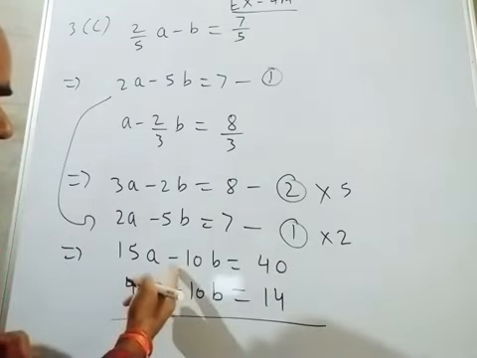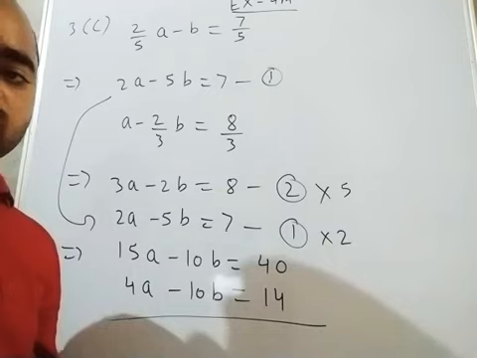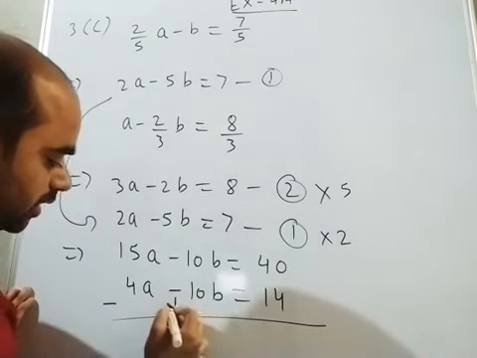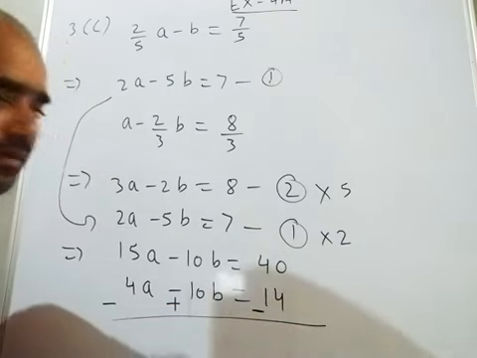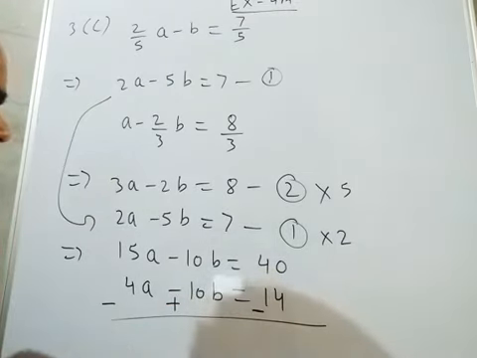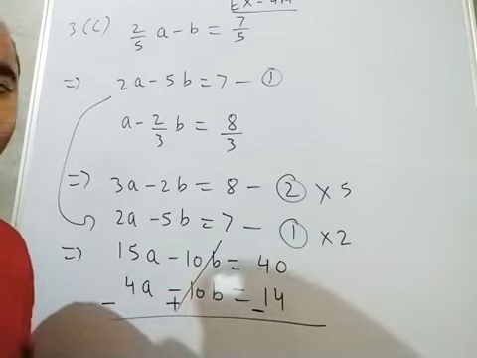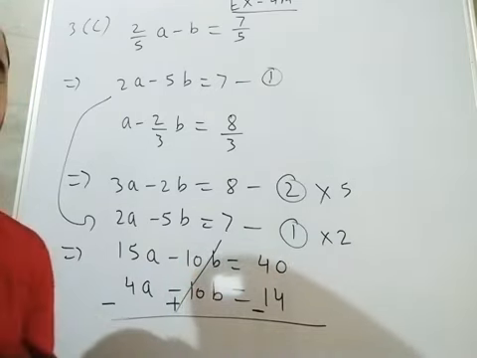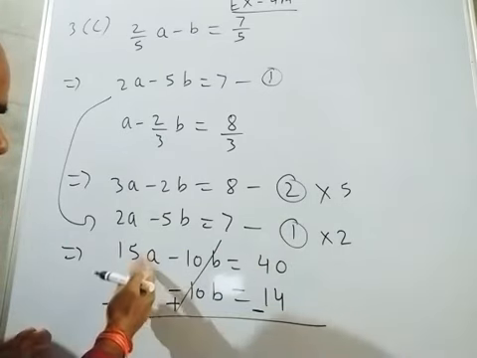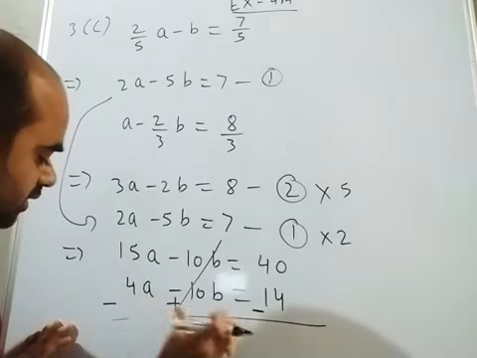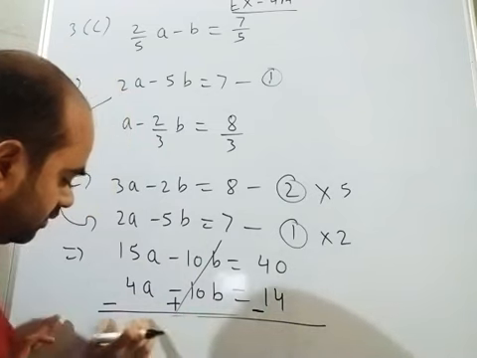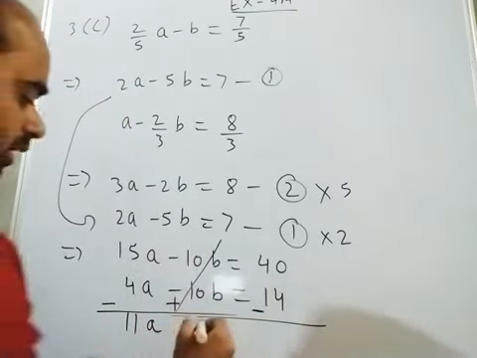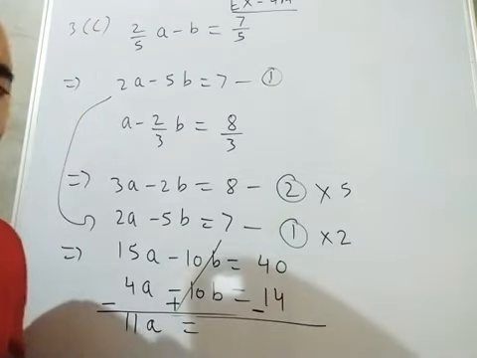Both the signs are same, negative, negative. It means we will subtract. Now when you subtract, this will become minus, this will become plus, this will become minus. Correct? What will come? These two will be cancelled. Here what is left? Here what is left? This will become 15a minus 4a, that is 11a. Correct?